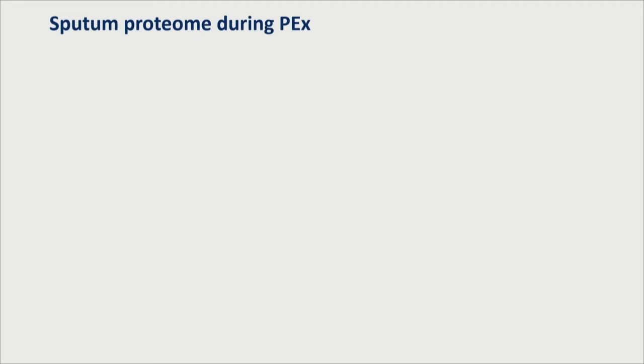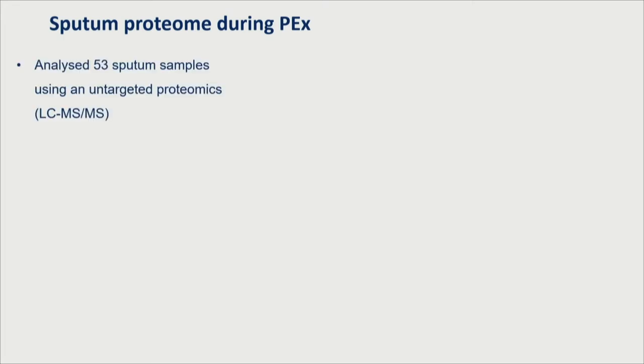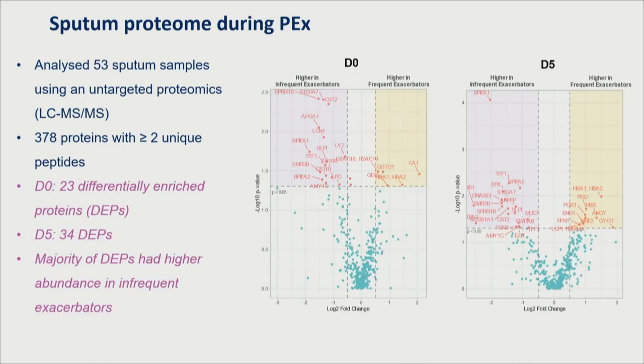We wanted to dig a little bit deeper into the host response during an exacerbation to see if this would shed a little bit of light on the different clinical, inflammatory and bacterial responses that we have seen between cohorts. And so we analysed sputum collected on day 0 and day 5 by untargeted proteomics. And we found that infrequent exacerbators and frequent exacerbators had significantly different protein expression, with 23 proteins significantly differentially expressed between cohorts on day 0 and 34 proteins significantly differentially expressed on day 5.